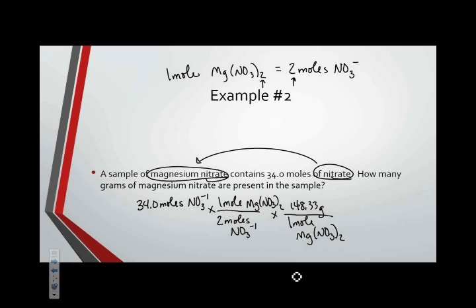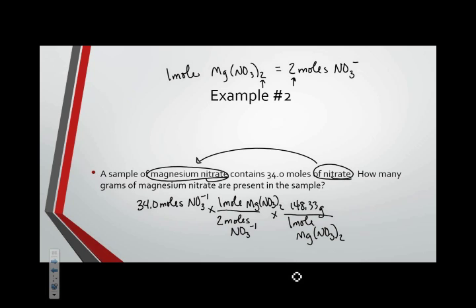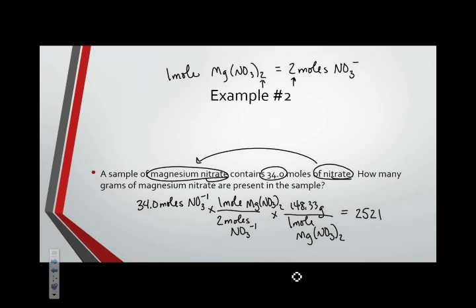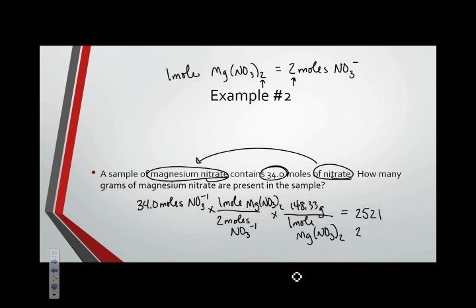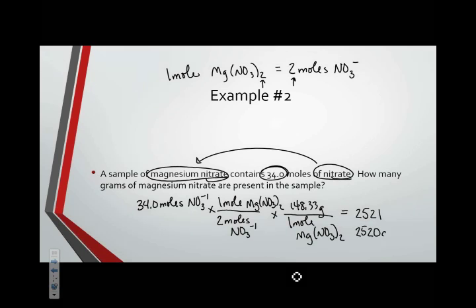Everybody goes into the calculator. 34 divided by 2 times 148.33. I get 2521. I only have 3 sig figs, so this becomes 2520 grams.